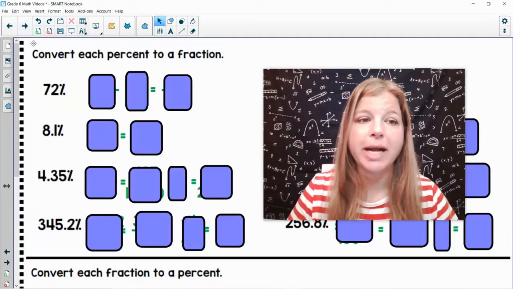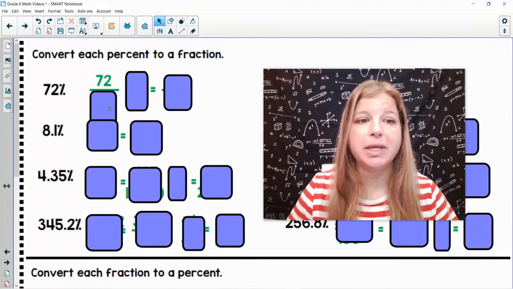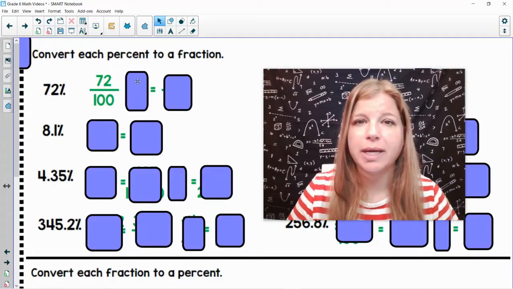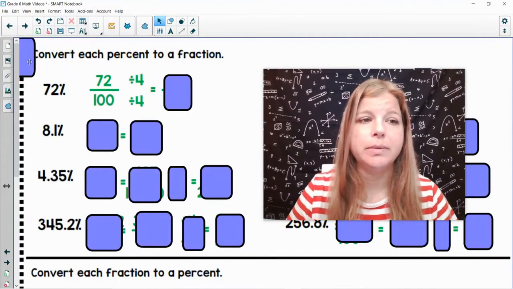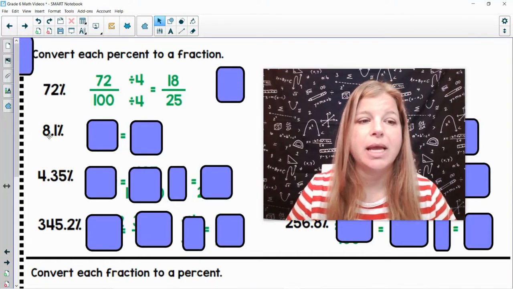Let's take a look at some more practice. 72%. I'm going to follow the same routine. So this would become 72 over 100. They're both divisible by 2, but they're also both divisible by 4. If I divide both of those numbers by 4, I end up getting 18 over 25, 18/25.